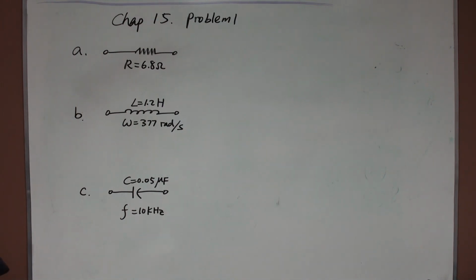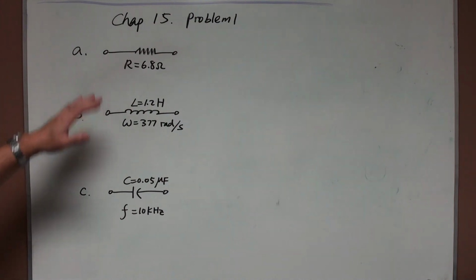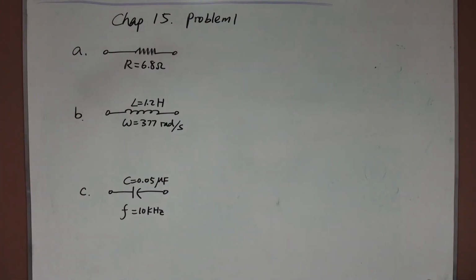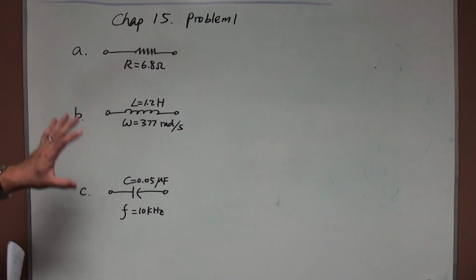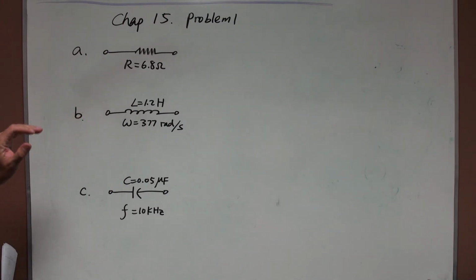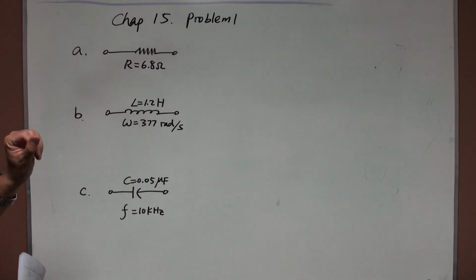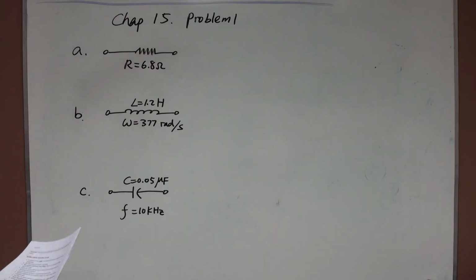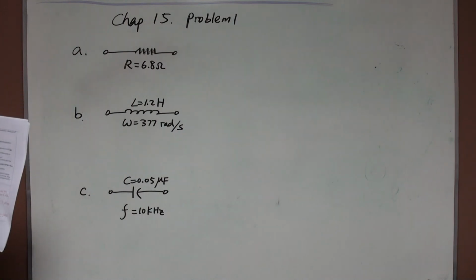Okay, so for this problem, there are three components. For each component, we're supposed to find the impedance, and we want to express the impedance in both polar form and rectangular form. Okay, so first let's look at the resistor.